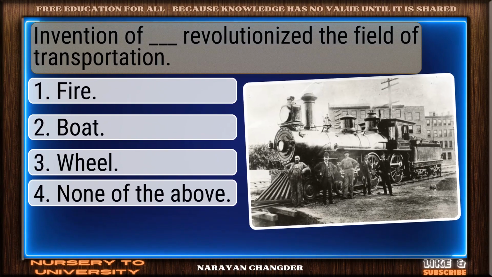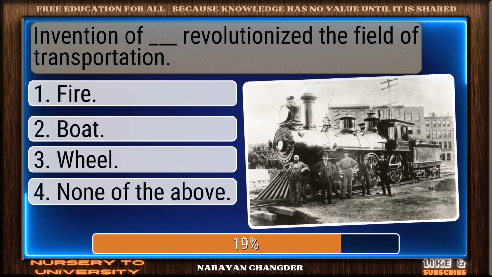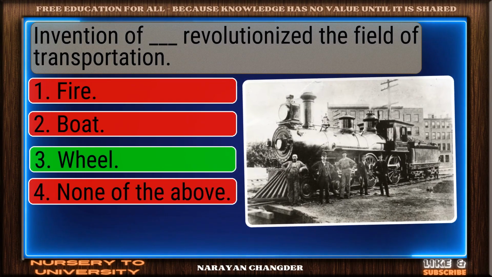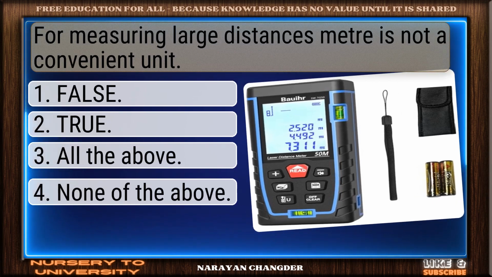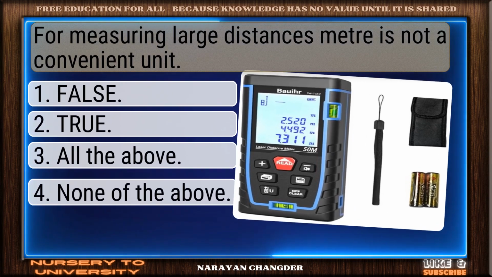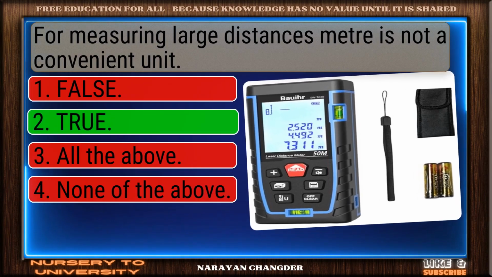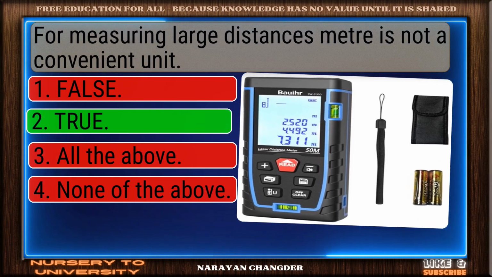Invention of dash revolutionized the field of transportation. Nicely done. Wheel is a solid answer. For measuring large distances, meter is not a convenient unit. Valid point. True is true.